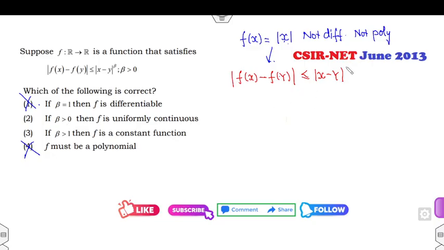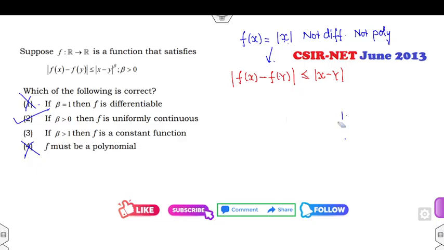Beta is greater than 0. I can choose beta as 1. Again, you can see if you divide by mod of x minus y, that means f is Lipschitz continuous. Once this is Lipschitz continuous, that means f is uniformly continuous. Fine. Now, second option, third option.